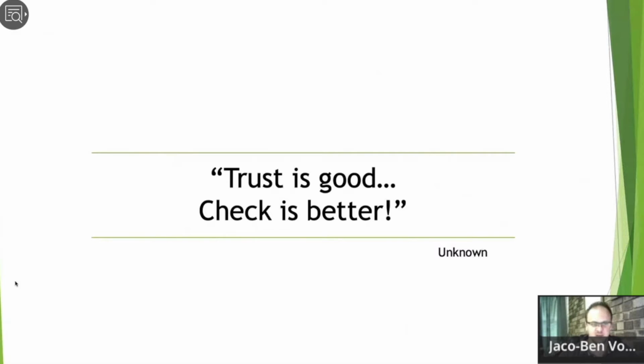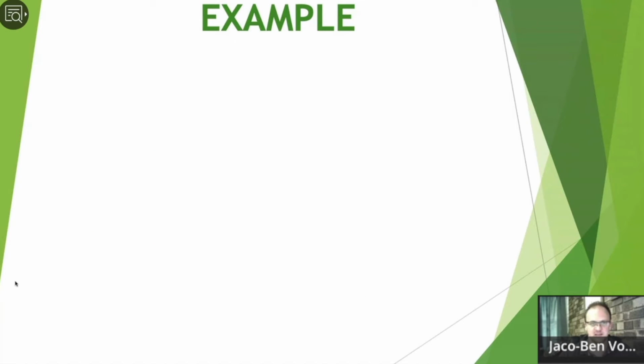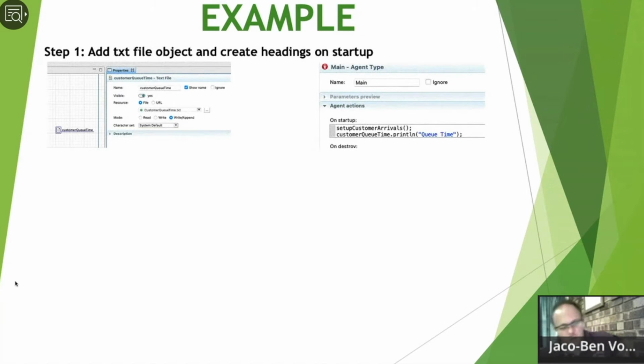Okay, there's a proverb, I'm not sure who said it, I couldn't find anything, but it says trust is good, check is better, right? You can trust that you did a good job with your model, but checking to make sure that the results are what you expect or what other people expect is a lot better, and checking it in detail. So let's have a look at an example here. One way to do the validation part is to output detailed logs of your model.